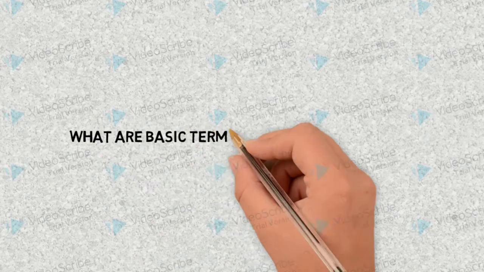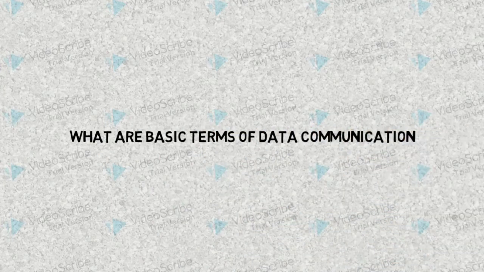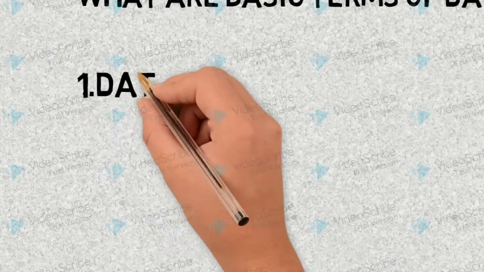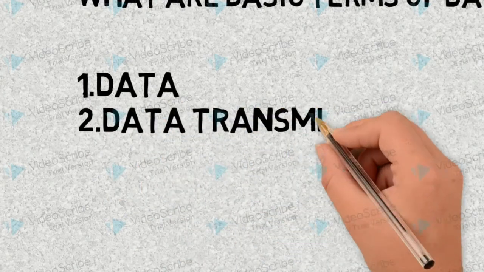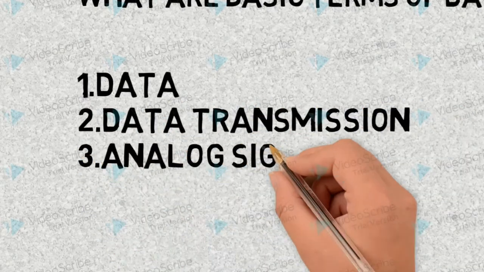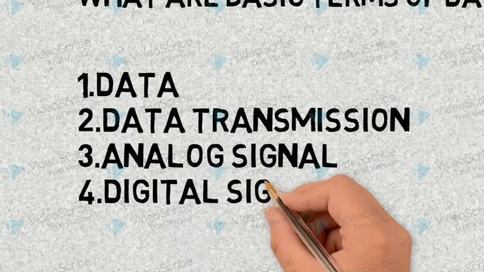What are the basic terms of data communication? Number 1, data. Number 2, data transmission. Number 3, analog signal. Number 4, digital signal.